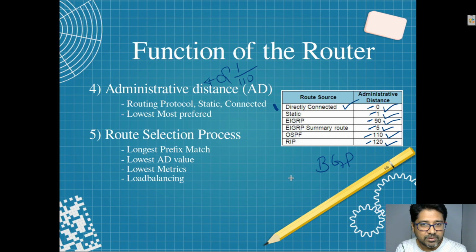Now come to the last function, that is called the route selection process. The route selection process selects among multiple routes on the preference of the selection list. So first, if you see in the list of preferences, it's going to check the longest prefix match. What do you mean by longest prefix match?